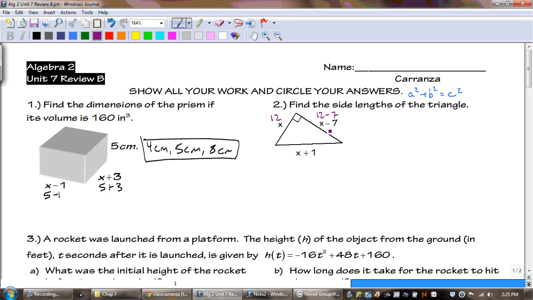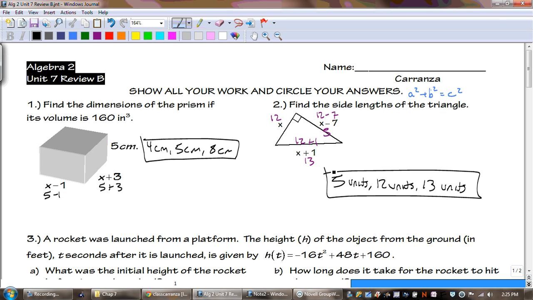12 minus 7 is 5, and then 12 plus 1 is 13. So our answers for this would be, our side lengths are 5 units, 12 units, and 13 units. And those are the 3 sides of that triangle. Okay?